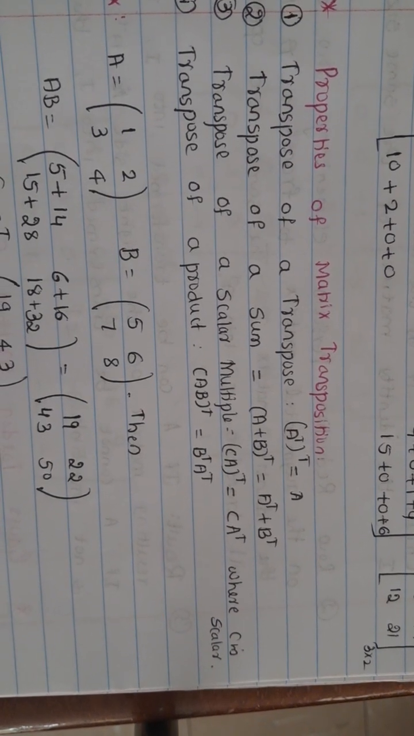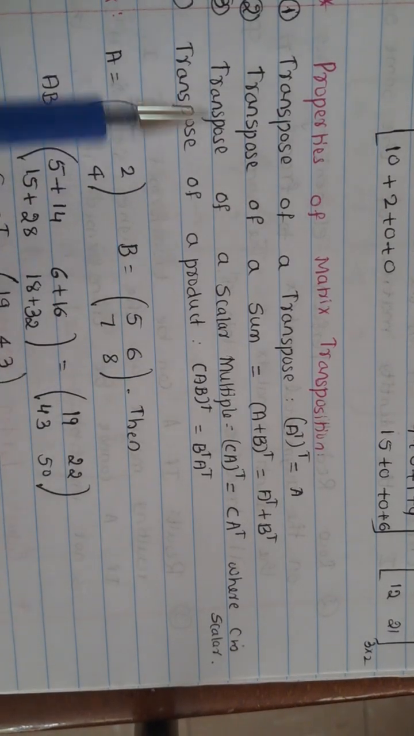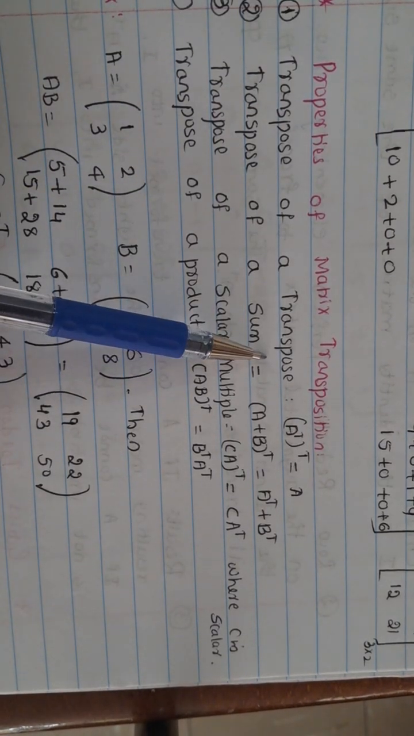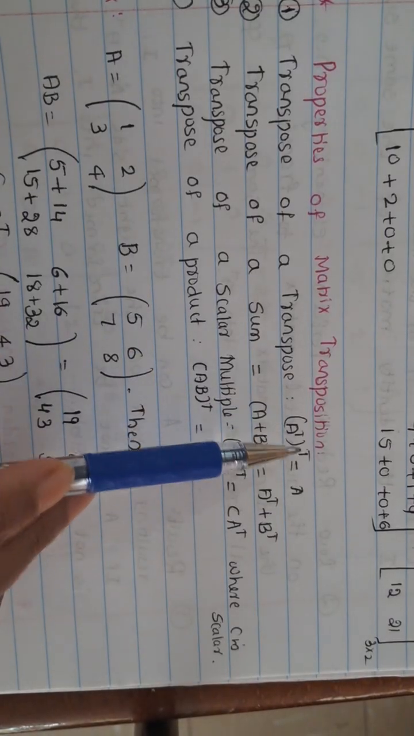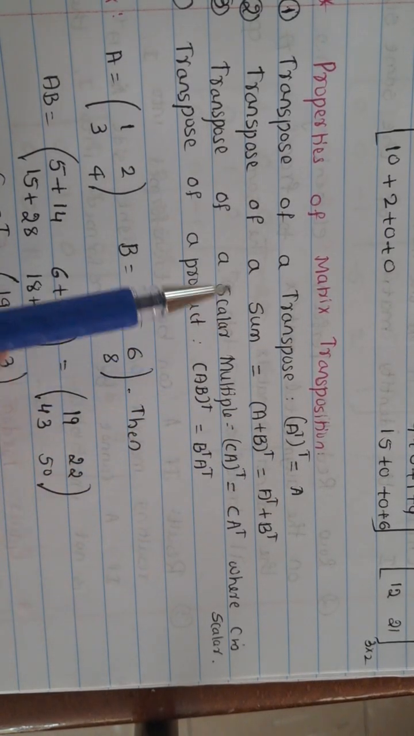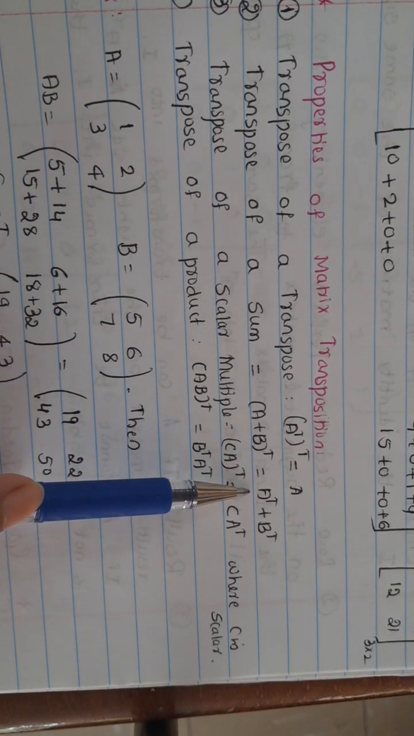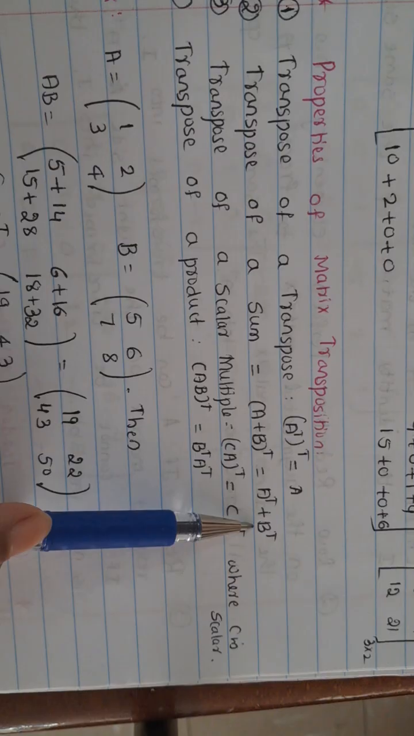In today's discussion, we will start with the properties of matrix transposition. So here, the transpose of the transpose of a matrix will be equal to the given matrix itself. And then the transpose of the sum: if I have (A + B) transpose, that is nothing but A transpose plus B transpose.